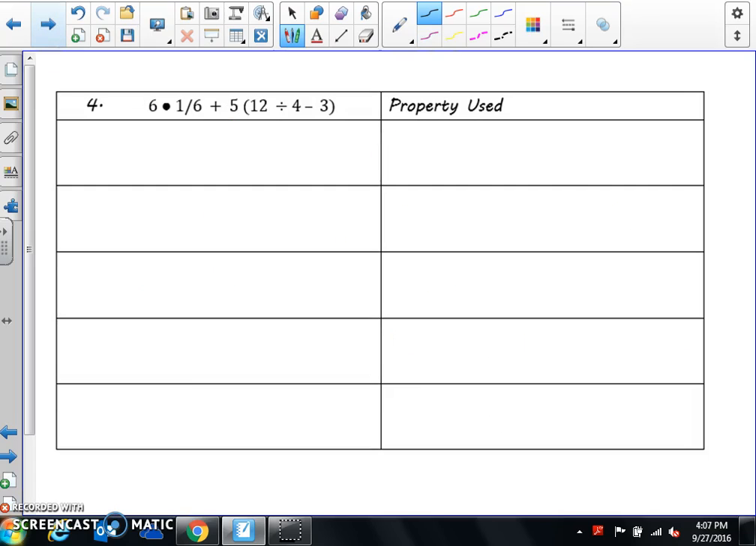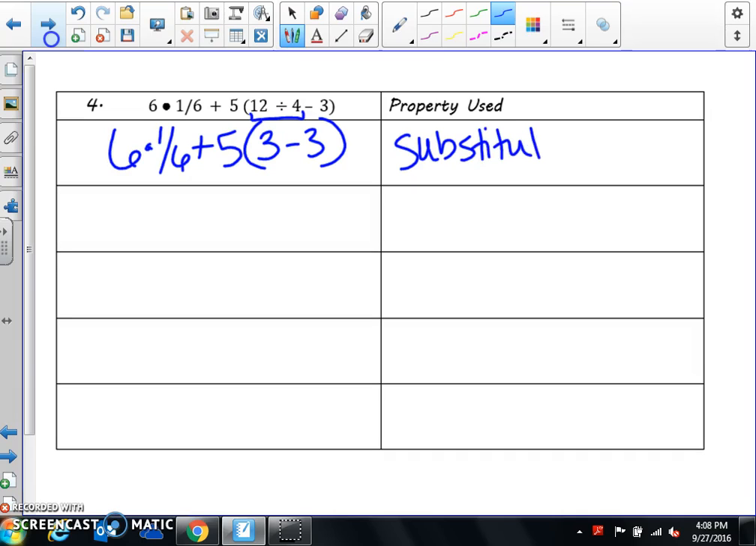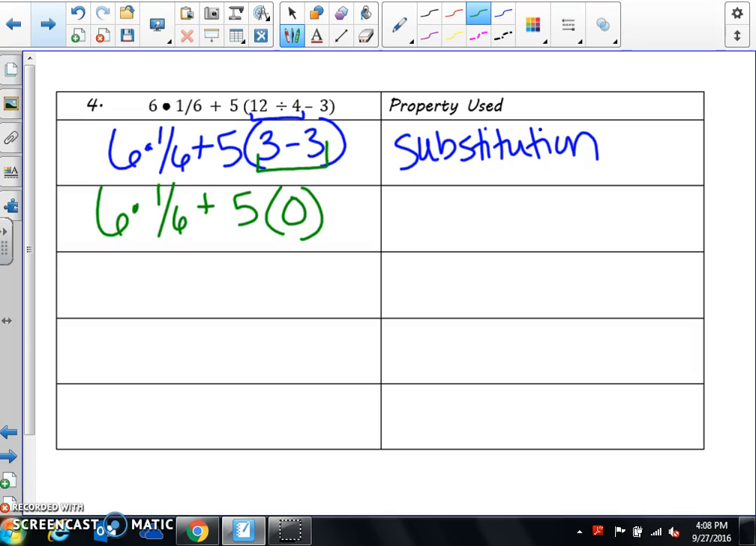And last one. Okay, according to order of operations, we do what's inside the parentheses first. So 12 divided by 4 is 3. Bring everything else down. No property tells me that 12 divided by 4 is 3, so that's just good old substitution. Okay, once again, I still got to go within the parentheses, so 3 minus 3 is 0. Which property tells me that 3 plus its opposite is 0? That's the inverse property of addition.